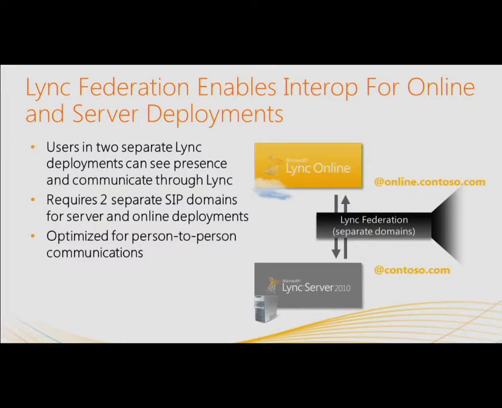So considering a scenario where we're talking about an on-premises deployment, like I said, we need two separate subdomains, and this is a great example here on the screens of two separate subdomains. So you have online.contoso.com and contoso.com. So two different domains that you require to connect both of these Lync deployments so that they can communicate using instant messaging and share presence information.